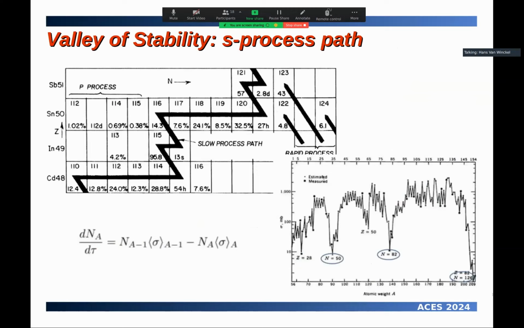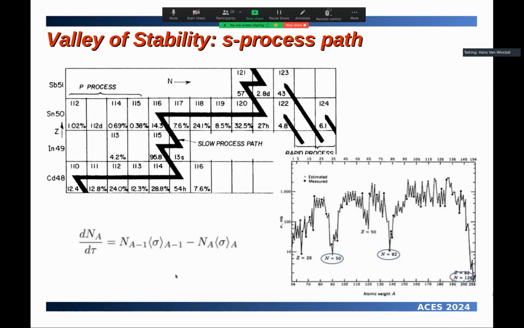So this is a recapitulation. The S process follows the path of stability. That means if you capture a neutron, you capture another neutron, until you hit an unstable nucleus that will decay. And so you climb up the valley of stability, along the valley of stability, in fact. So you climb up the neutron number along the valley of stability.